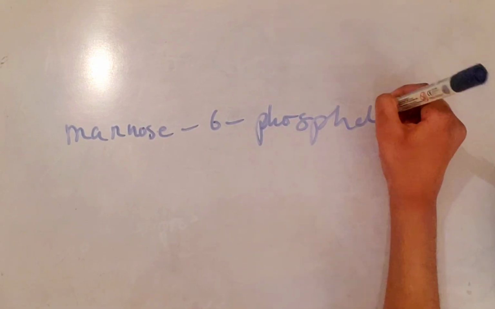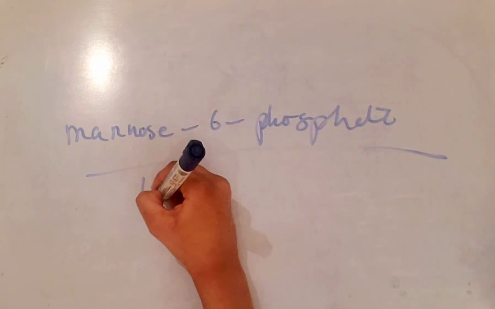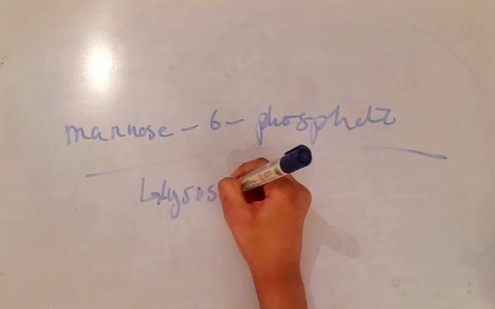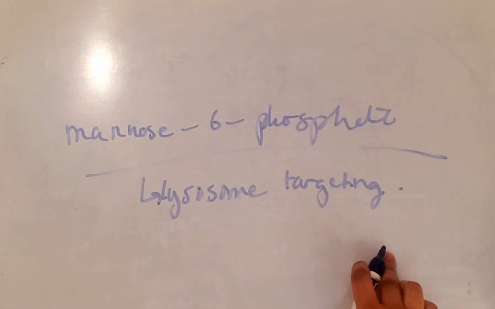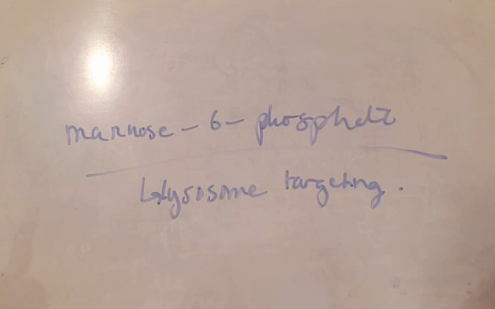6-phosphate. This is very important. This is basically the essence of lysosomal tagging. This is how you target things into the lysosome by using mannose 6-phosphate. Lysosomal proteins are tagged with mannose 6-phosphate in the Golgi, and there is a mannose 6-phosphate receptor in the Golgi which directs protein into the correct transport vesicle.